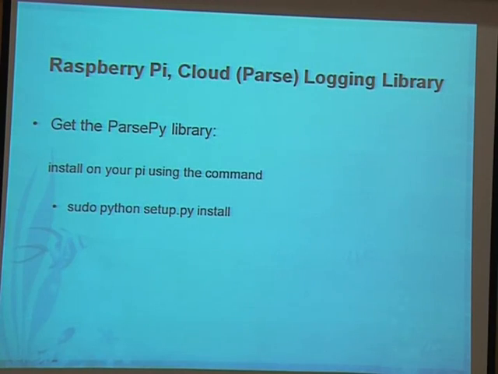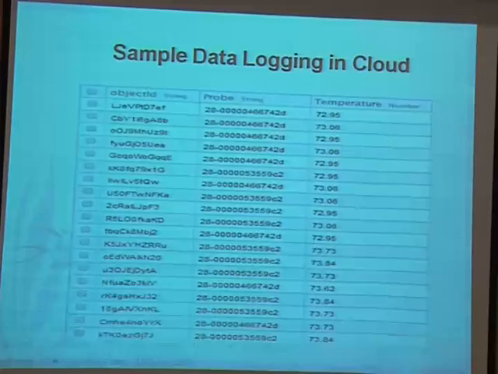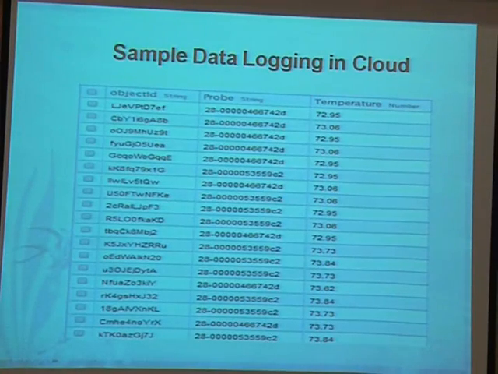In order to access that Parse cloud, we have ParsePi, and it is a sample code which we can use in the Python editor to work with Parse. And it is a sample of data logging in a cloud. In the cloud, we have tables where we can store the sensor data. From these tables on the cloud, we can access the data in the mobile by using the Android implementation.